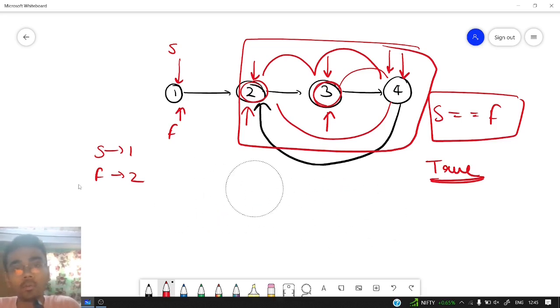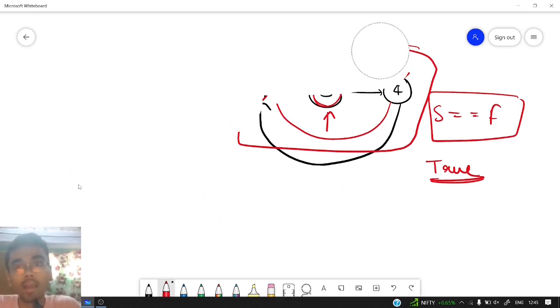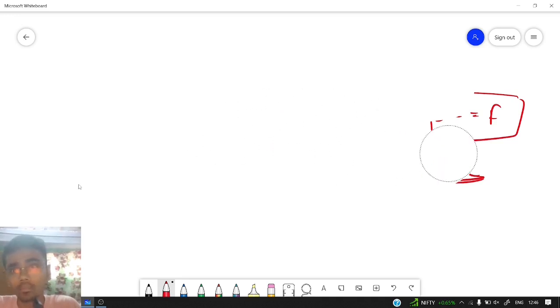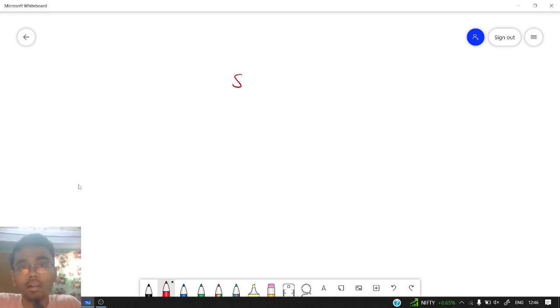Now I will tell you with the proof why this approach works and how we can say that every time we detect a cycle, this slow pointer and fast pointer will meet. How we can say that, we will now discuss. So we will see the proof now.